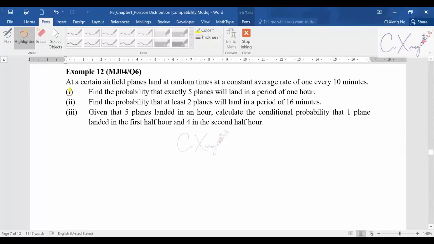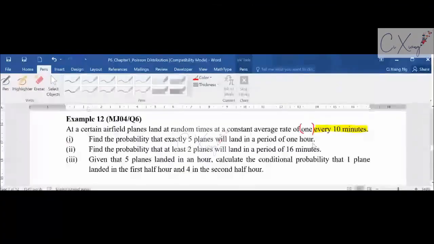At a certain airfield, planes land at random times at a constant average rate of 1 every 10 minutes. So again, highlight the keyword "every 10 minutes". This is the interval given in the question. They say 1 every 10 minutes, so the mean is 1 for 10 minutes. Let's start with the calculation part here.